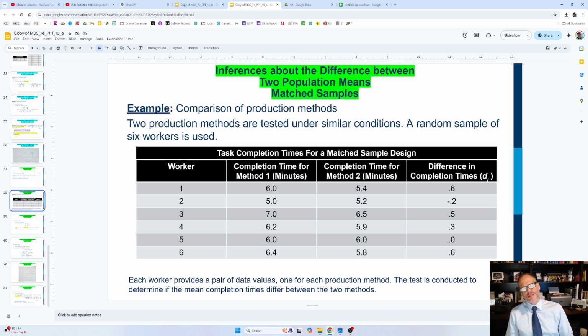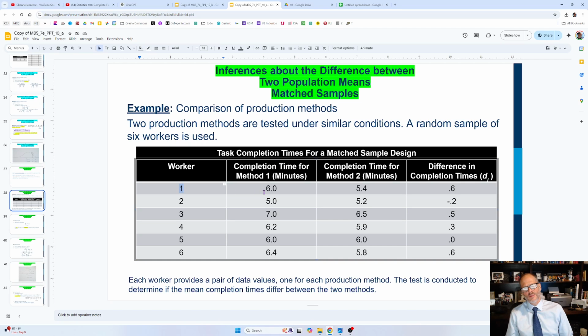This is called matched samples because here is one worker and we have matched samples for that one worker. And here's the second worker and we have matched samples. Matched means that for each worker, they're doing 2 samples, and both those samples are matched with that one worker. This is also called paired samples, and it helps eliminate confounding variables.